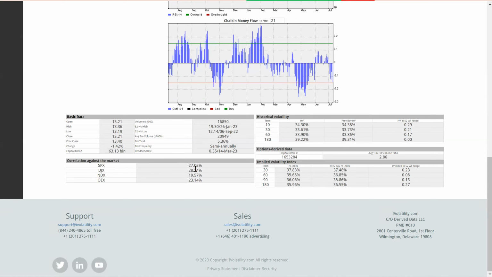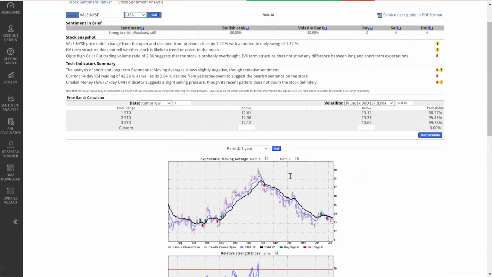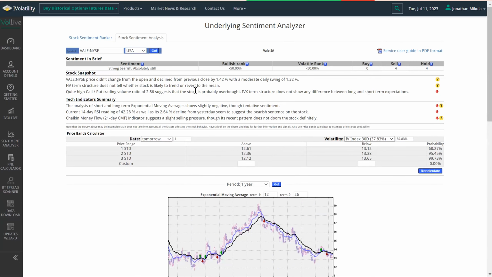And then we have correlation to the market. So you can see Vale is not really correlated to SPX or to the Dow or to the NASDAQ. So, not a lot of correlation there. And then we have our different historical volatility and implied volatility, looking 10 days in the past, 30 days in the past, 60 in the past, 180, what those levels were, and then looking into the future, and this is where we could see the IV index is a bit higher looking ahead than it was in the past.